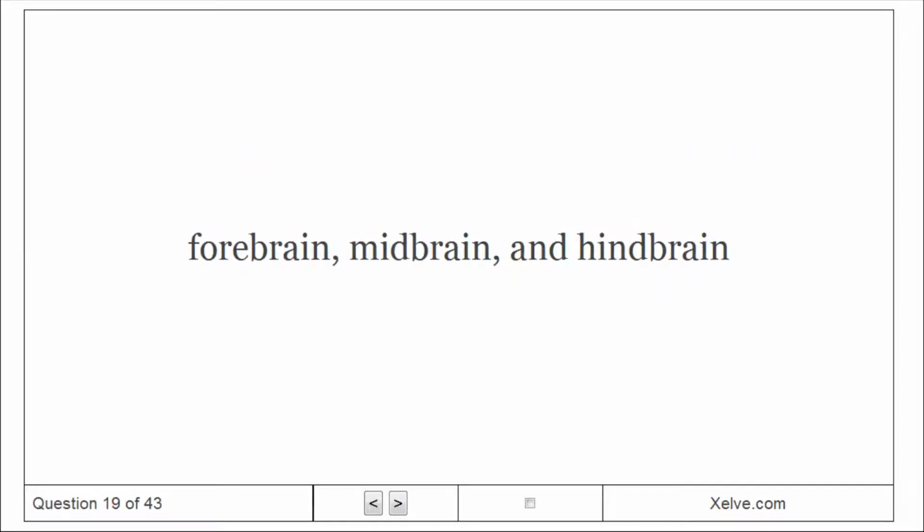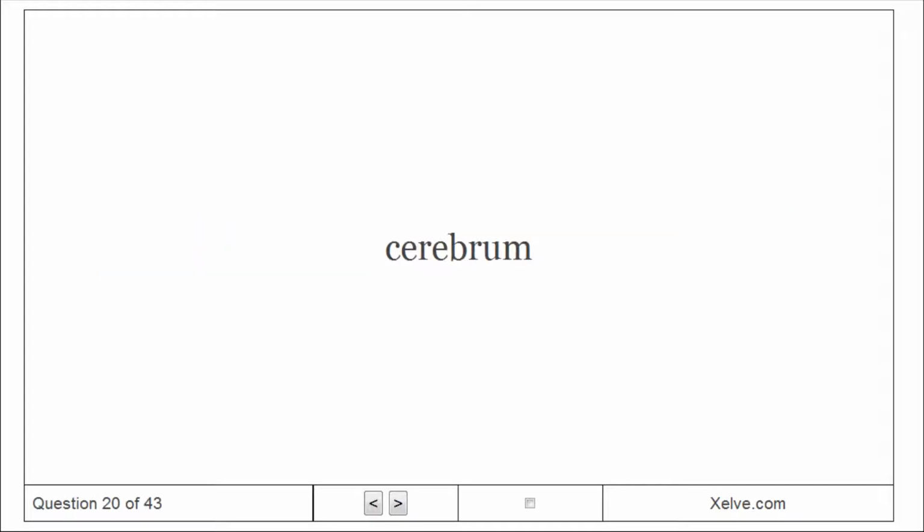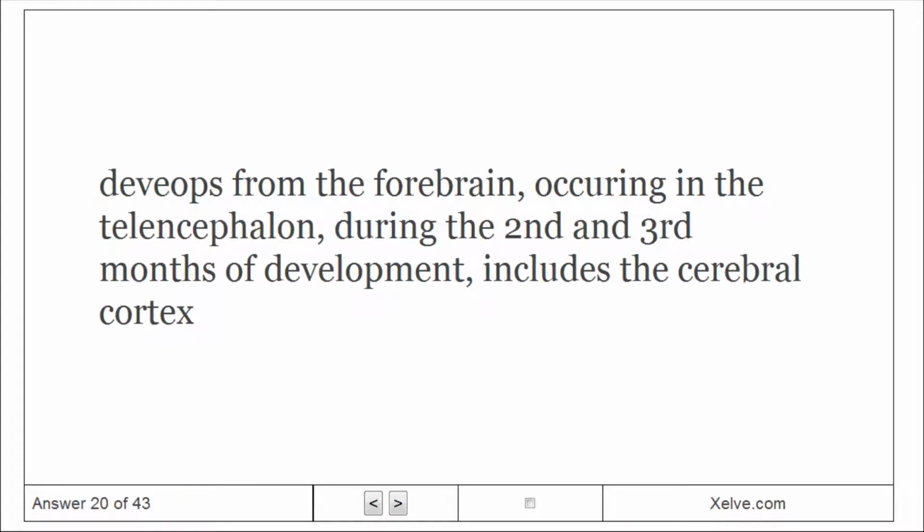Forebrain, midbrain, and hindbrain. Anterior bulges of the neural tube give rise to parts of the brain. Cerebrum. Develops from the forebrain, occurring in the telencephalon during the second and third months of development, includes the cerebral cortex.